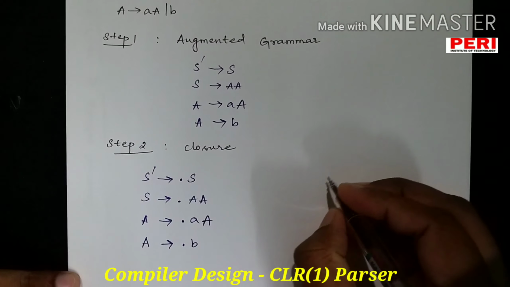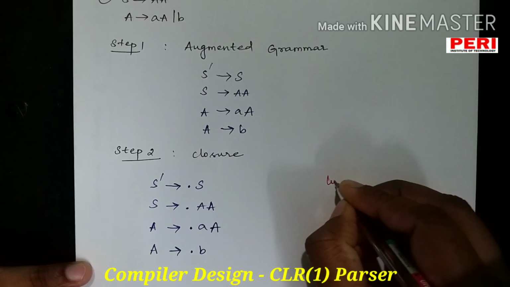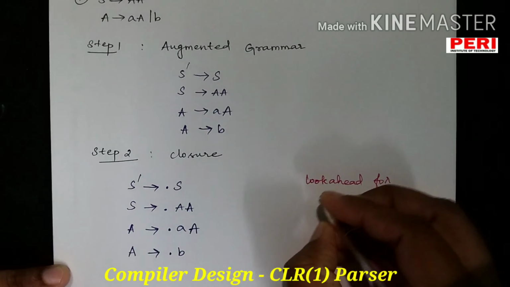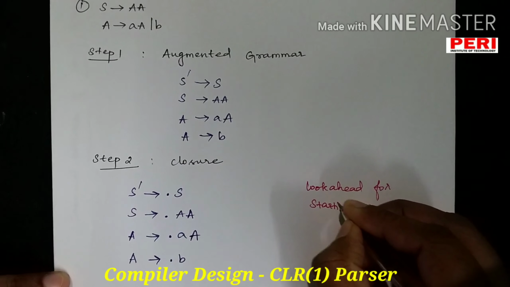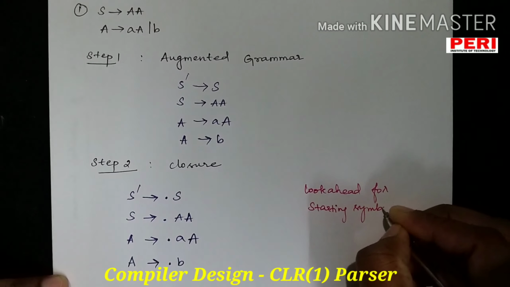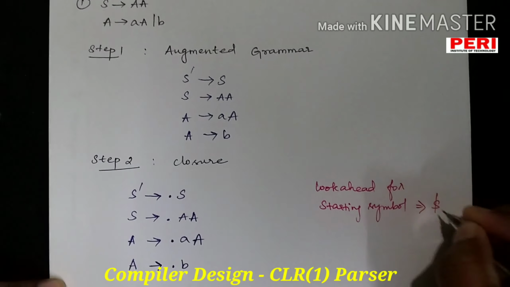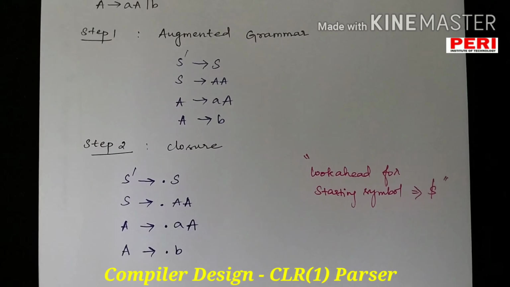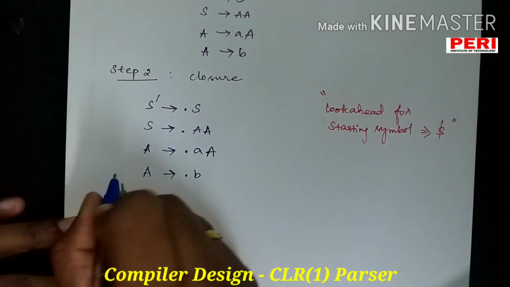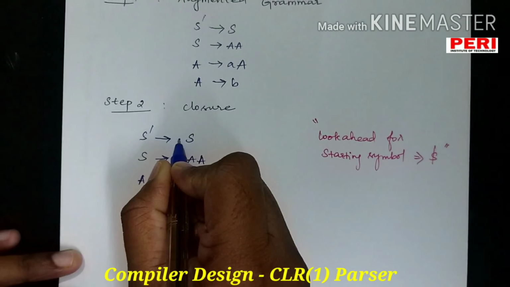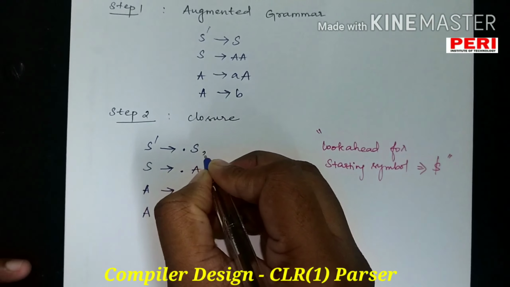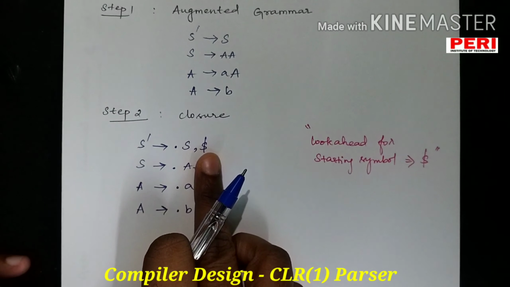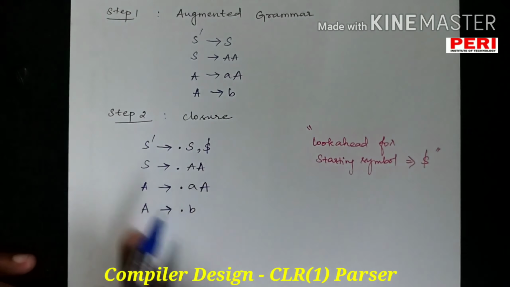I am going to tell you a note here. The look ahead for the starting symbol is always dollar. So you have to note it first. The look ahead for the starting symbol is always dollar. So how should I add the look ahead with the production? You have a closure with the dot symbol. I'm just going to add a comma here, and I'm going to add dollar. So now this becomes an LR1 item. LR0 item with the look ahead becomes an LR1 item.